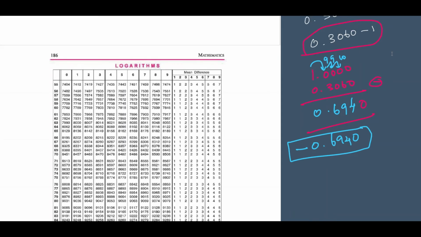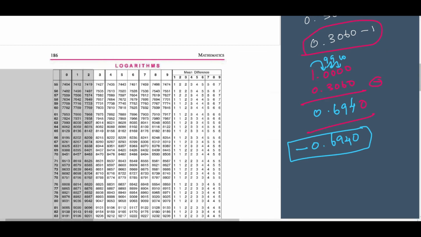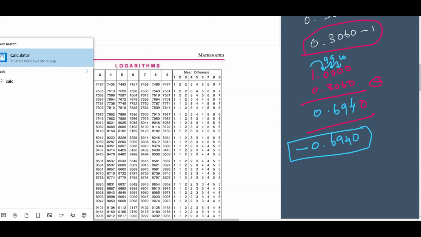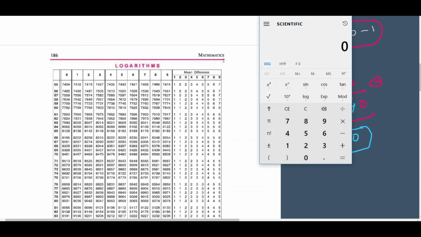Clear? So now we'll cross check with calculator what is the values coming now. Okay. So just I'm going to type the calculator. So calculator is coming. So now I am going for the scientific calculator. So what is our value?